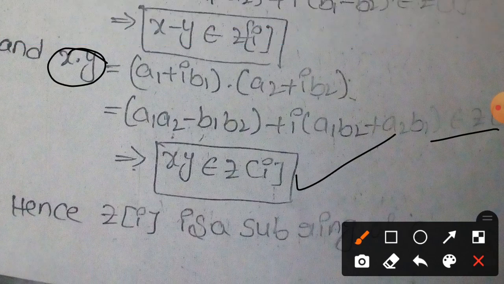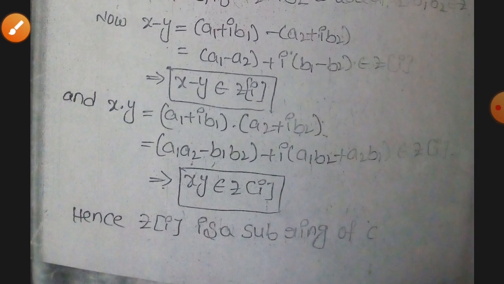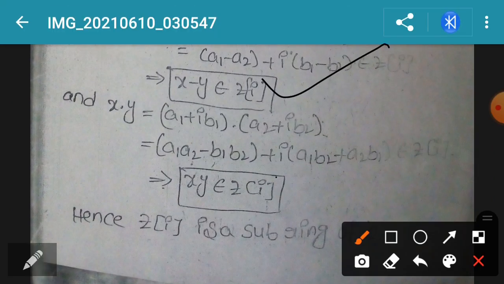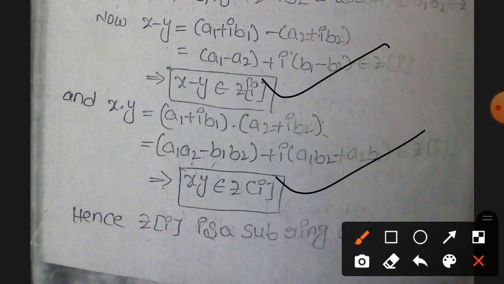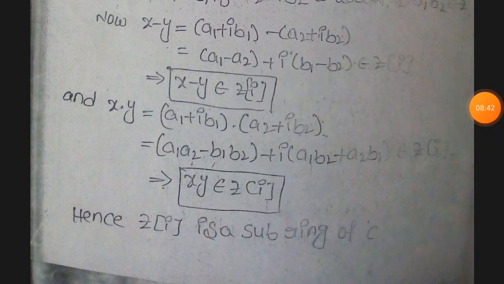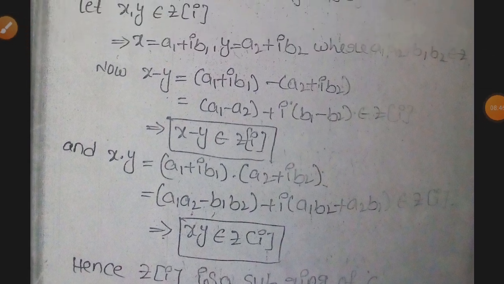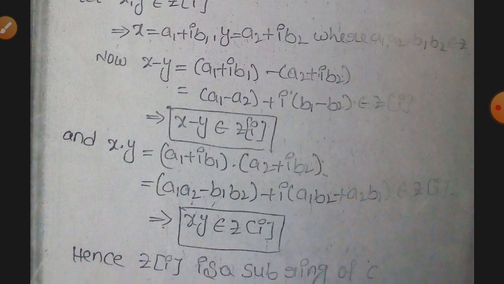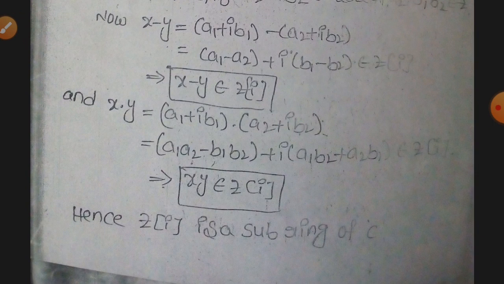Then simply we say that x minus y is a Gaussian integer, x into y is a Gaussian integer, and the Gaussian integer set is not empty. The Gaussian integers are a subset of the complex numbers. Those satisfy the conditions, so Zi is a subring. This is the model of a subring. We already discussed the subgroup model problems; the same applies to the subring. Just see the subgroup problems and videos, after which the subring will be clear.